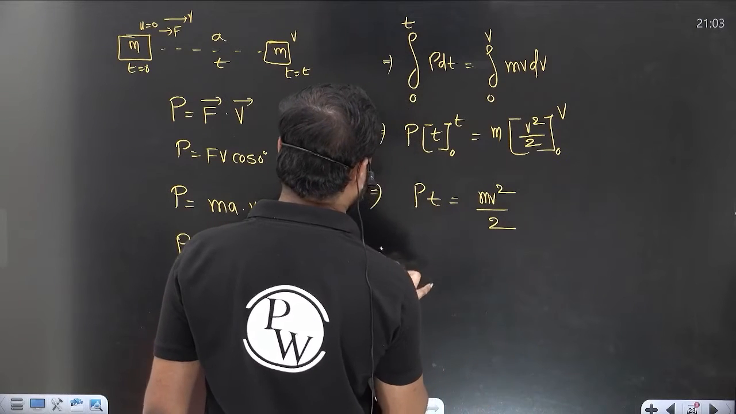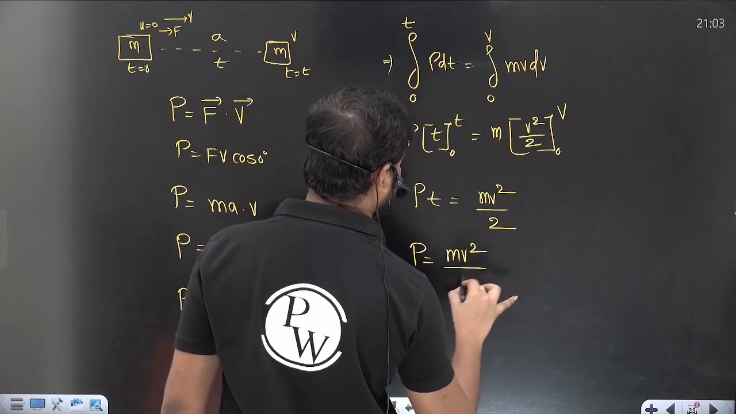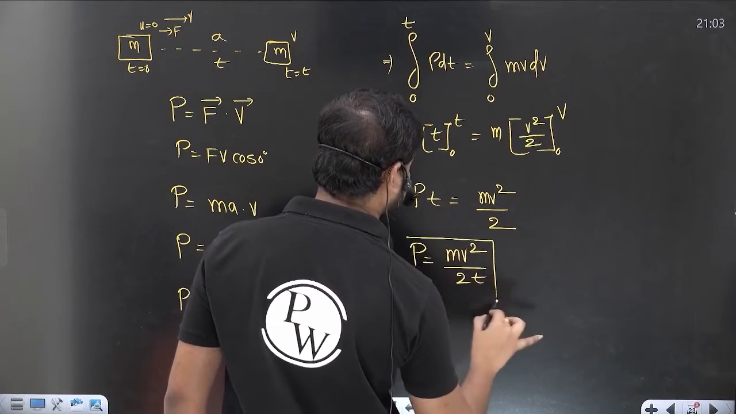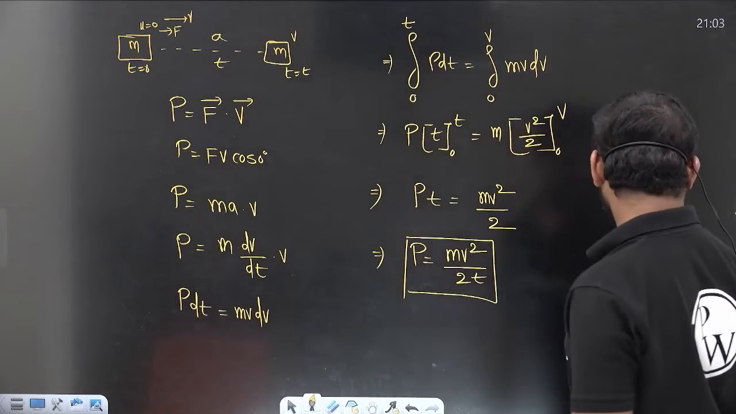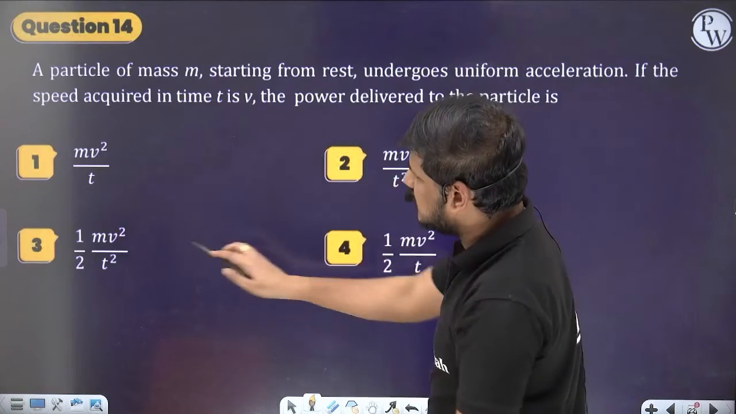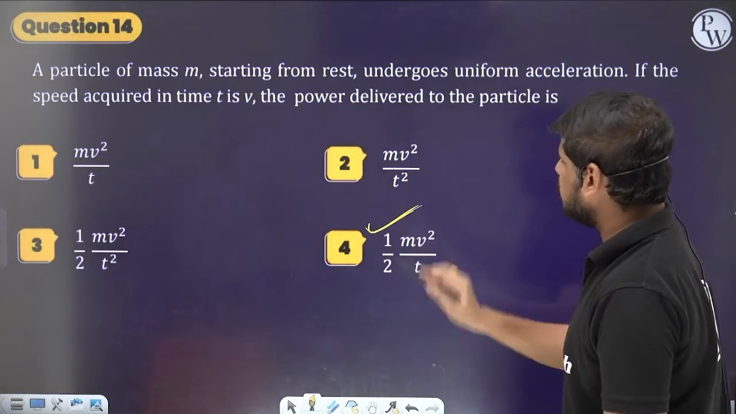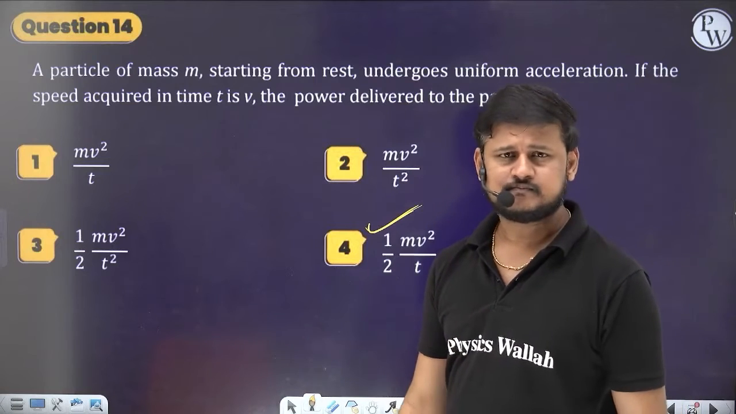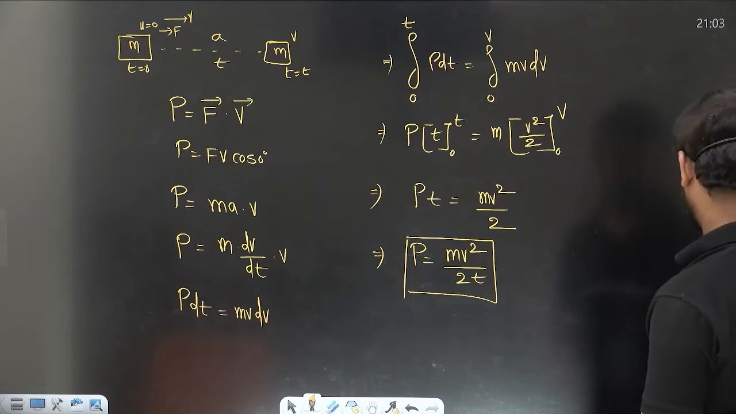So from here, power is equal to mv square by 2t. So the power delivered will be half mv square by t. Option 4 is the correct one. Clear guys? Understood? Chalo, let's move further.